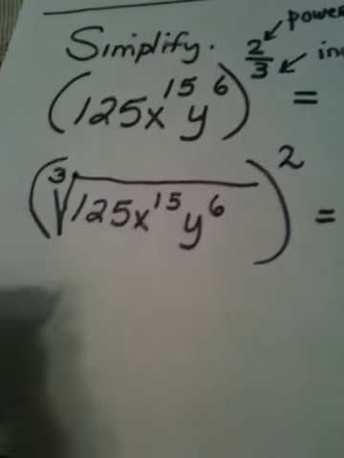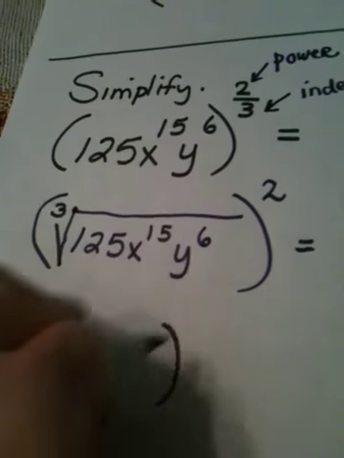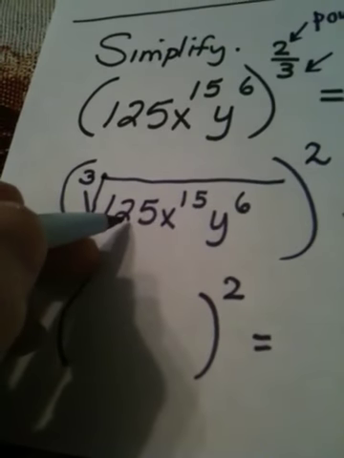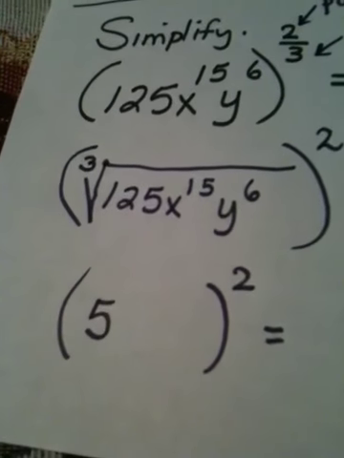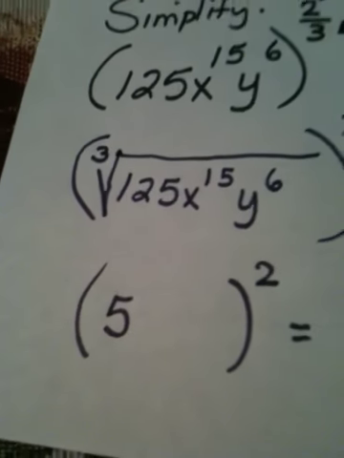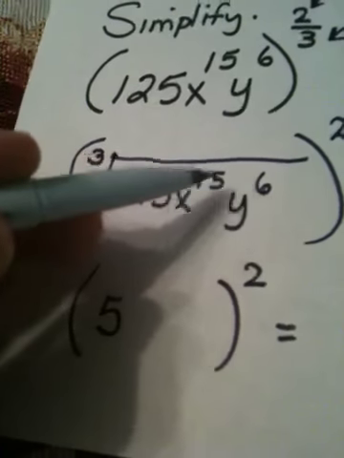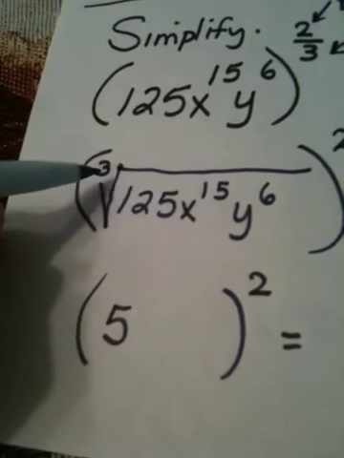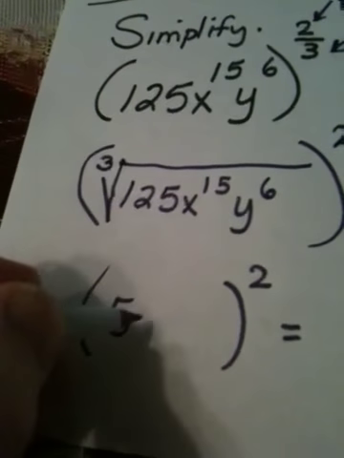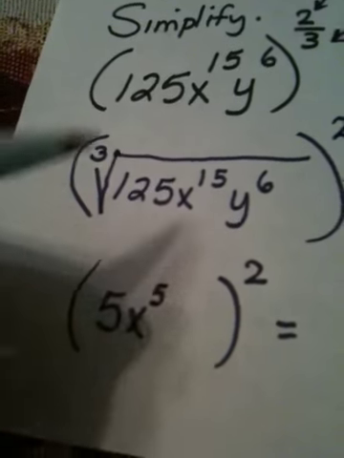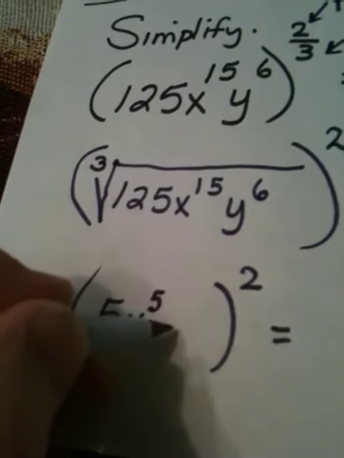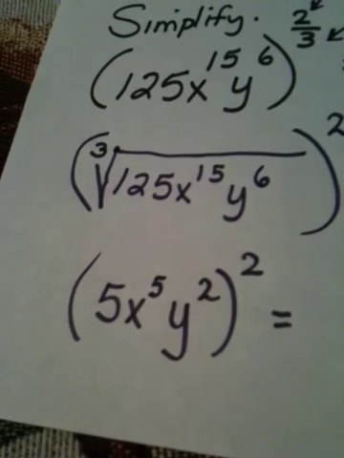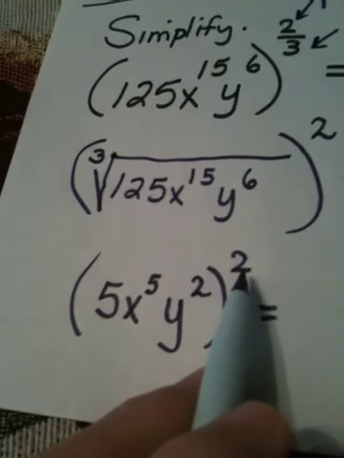Okay, let's handle what's inside first. Forget the squared for a minute, okay? That's our last step. The cube root of 125 is 5. 5 times 5 times 5 is 125. When you have exponents, the quickest way to resolve the radical is to divide by the index. 15 divided by 3, x to the 5th. 6 divided by 3, y to the 2nd. And now to finish, we square.